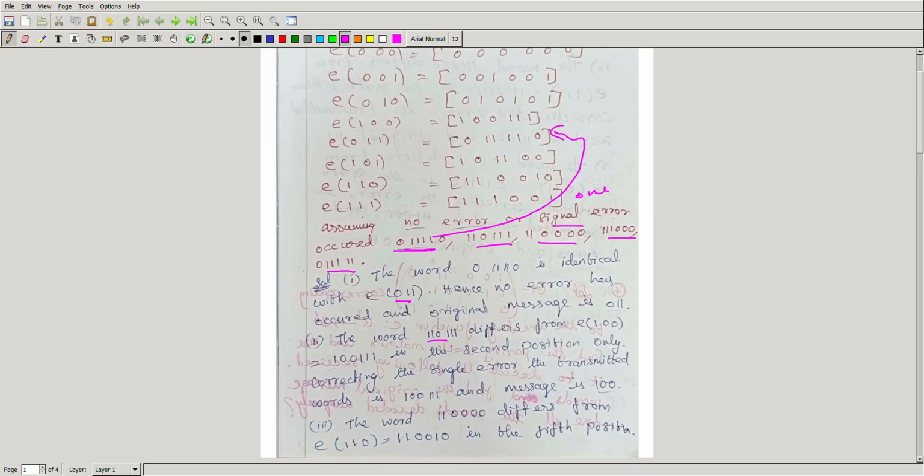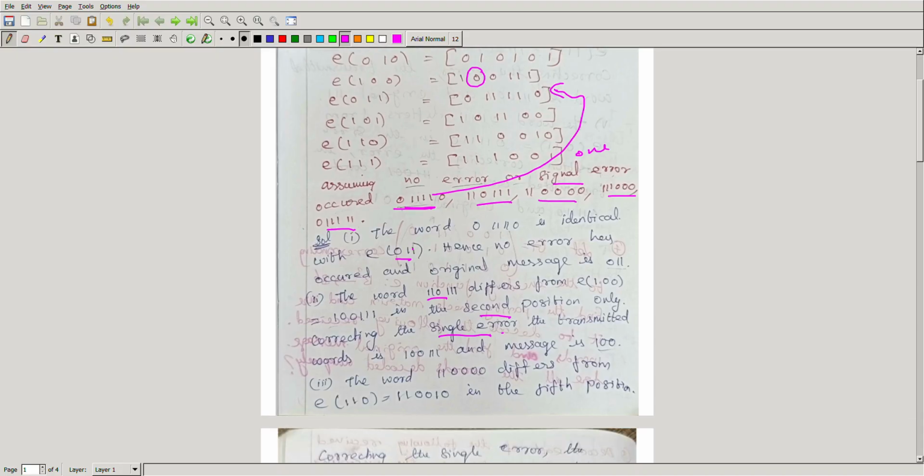110 111. So this one, where it matches exactly, right? But the thing is, here zeros you have, but here the second digit is 1. So only single error. The question itself mentions no error or single error is acceptable. Single error means instead of 1 here we have 0. That's it. Okay. The word 11011 differs from E100 in the second position only, second digit only, corresponding to the single error. Because it is only one error, that's what you are writing, it is a single error, therefore the original message is E100.